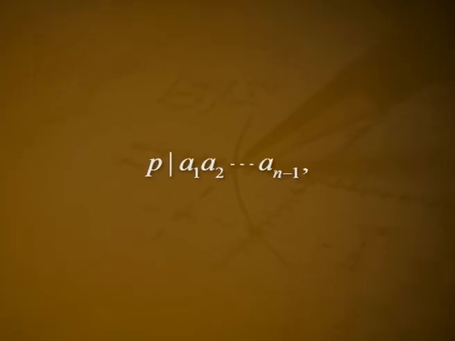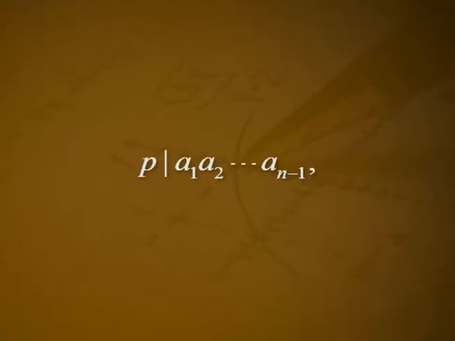Now, let p divide a1, a2, etc., an. From Theorem 1, either p divides an or p divides a1, a2, etc., a(n-1). If p divides an, then we are through. As regards the case where p divides a1, a2, etc., a(n-1), the induction hypothesis ensures that p divides ak for some choice of k with 1 less than or equal to k less than or equal to n minus 1. In any event, p divides one of the integers a1, a2, etc., an.